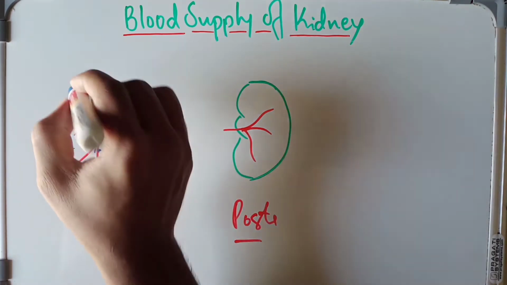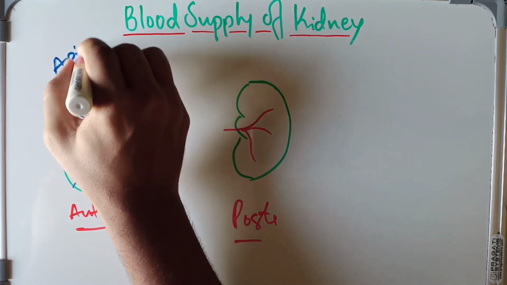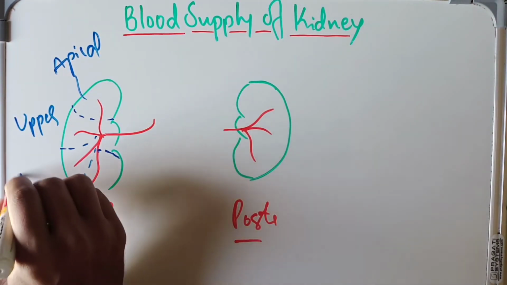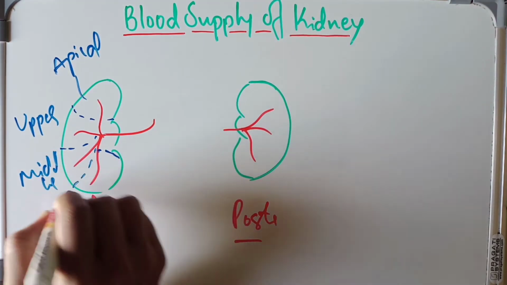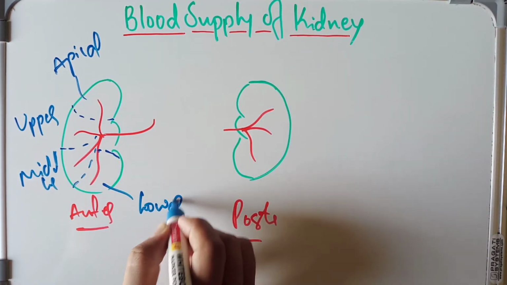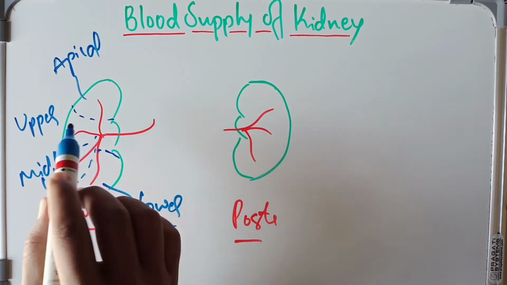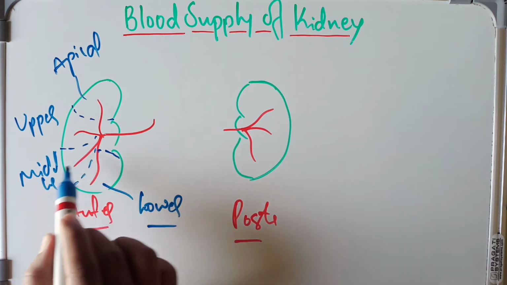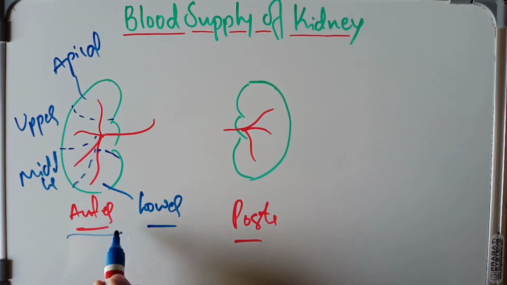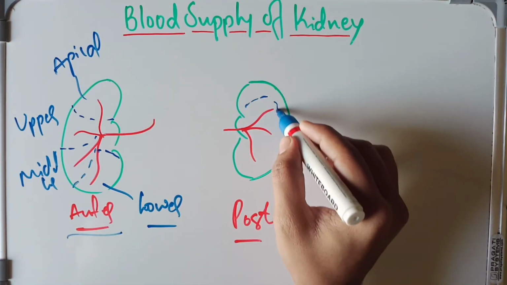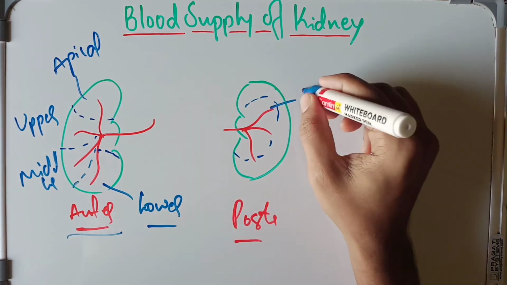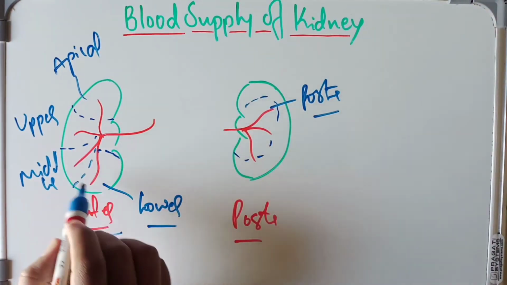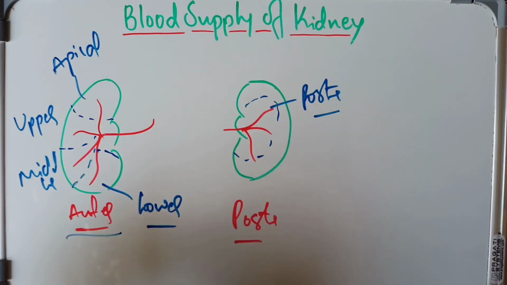They are known as the apical region, then the upper, middle, and this is the lower. So basically we have 4 segmental arteries giving blood supply to the apical region of the kidney, upper region, middle region, and the lower region of the kidney on the anterior side. From the posterior side we only have one region, that is the posterior surface of the kidney. So these are the anterior segmental arteries, and these are the posterior segmental arteries.